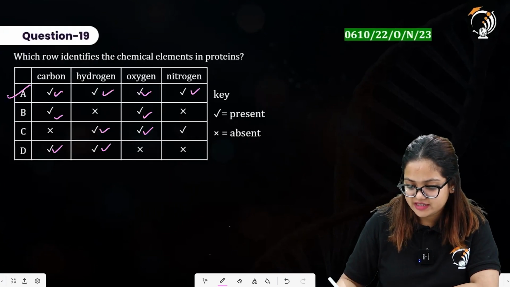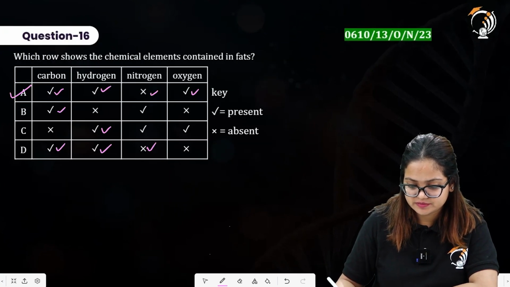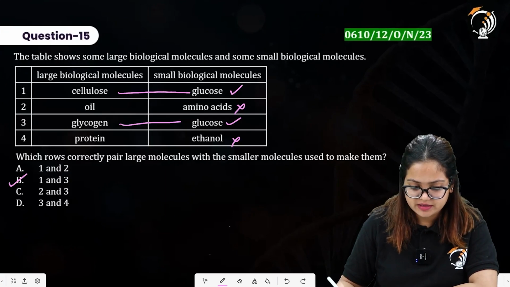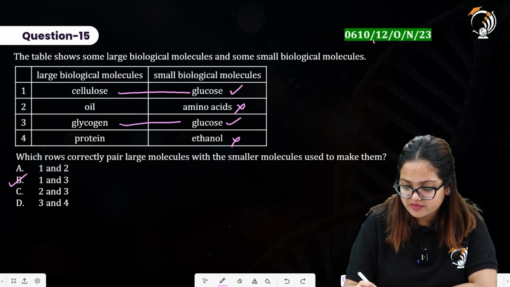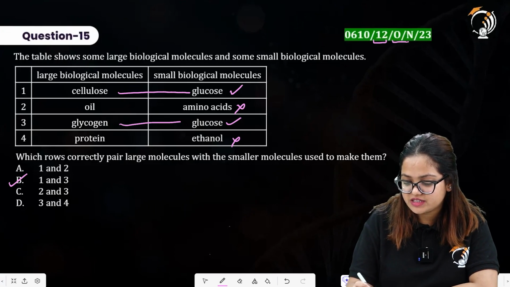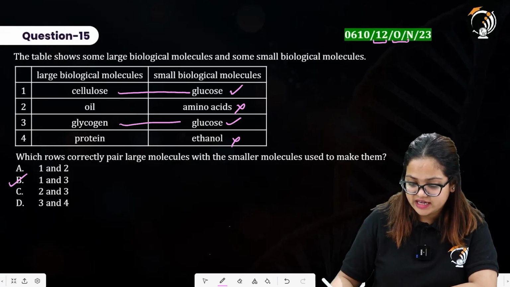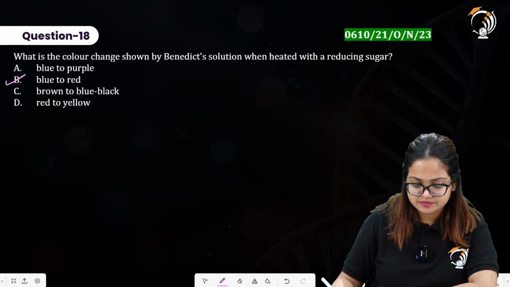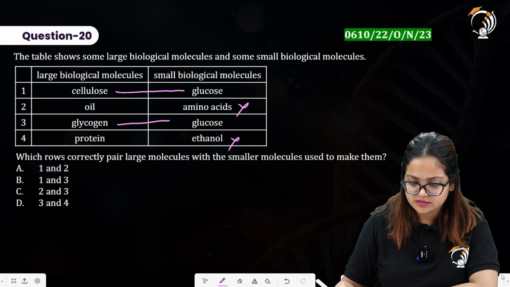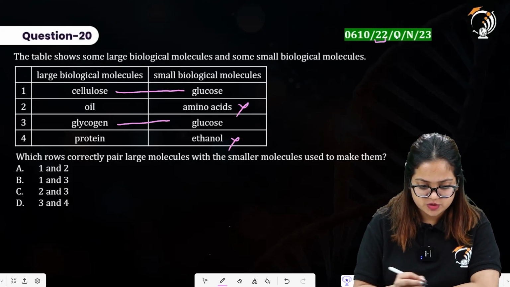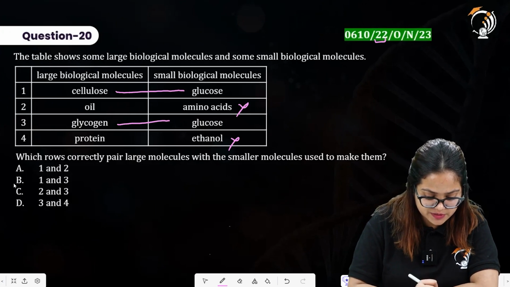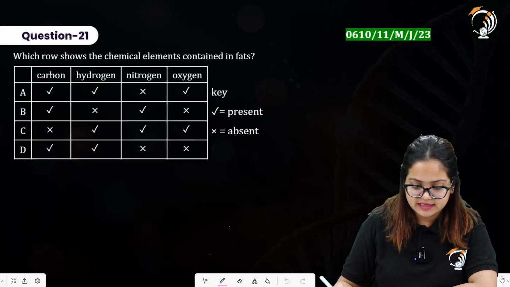Now, you can relate that this question has already come in 12th variant from October-November series in year 2023, and it has also come in 22nd variant also. So answer is first and third. Option B here is the right answer.